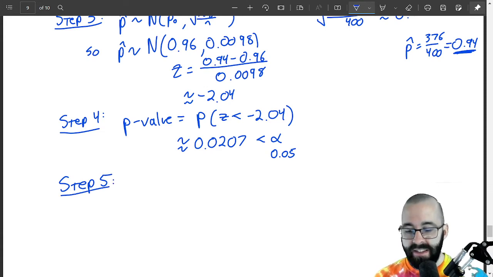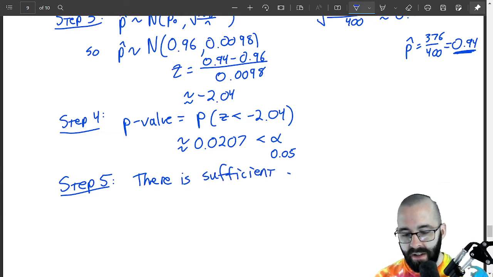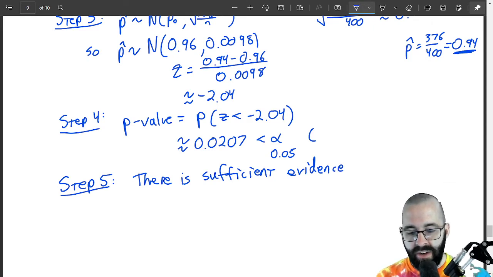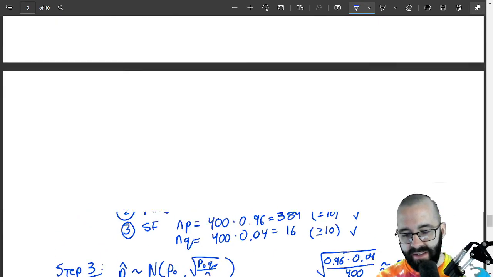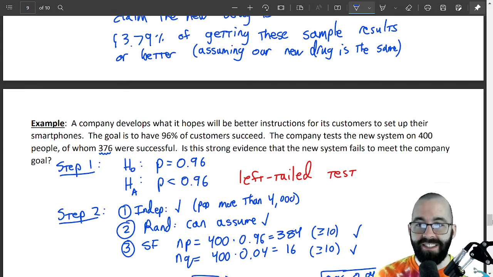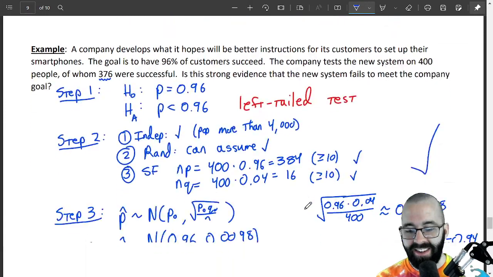So there is sufficient evidence. And again, I'm just going to save ourselves a little work, right? This means we reject the null hypothesis. What was our null hypothesis? Because there's significant evidence to reject it, whatever it is. We're rejecting that null hypothesis. The null hypothesis was our goal of 96% of customers succeeding.